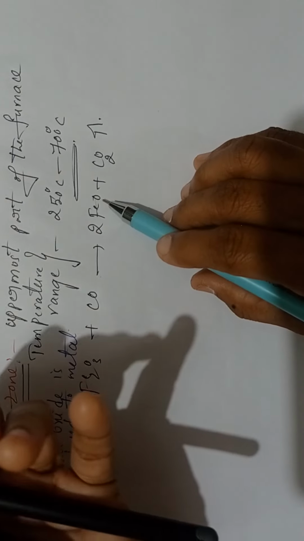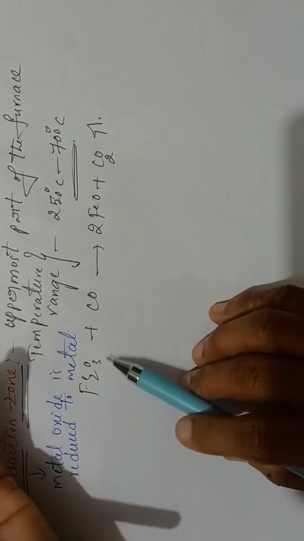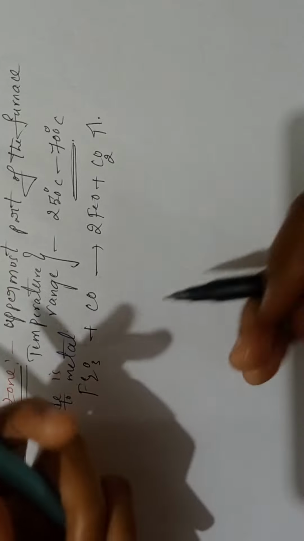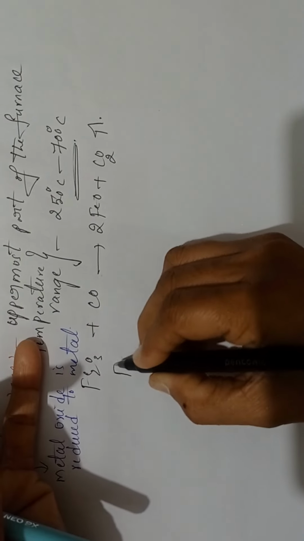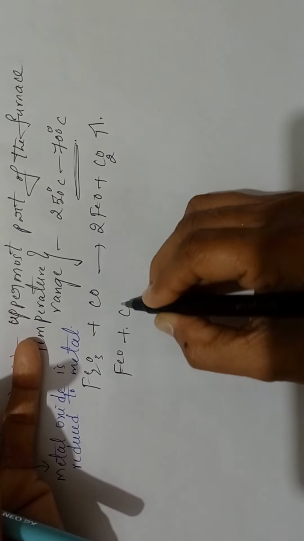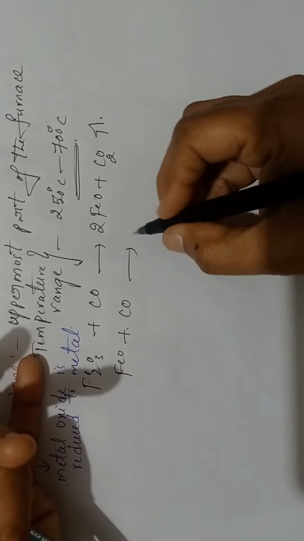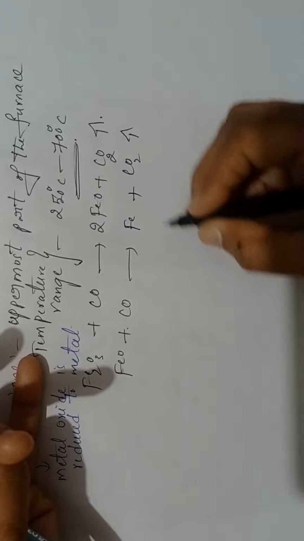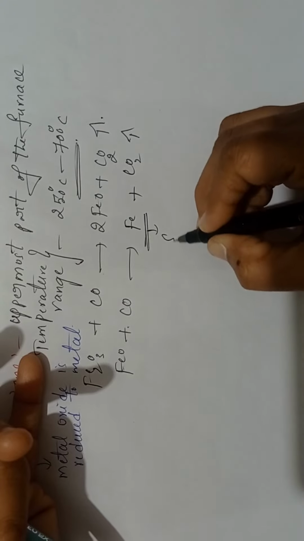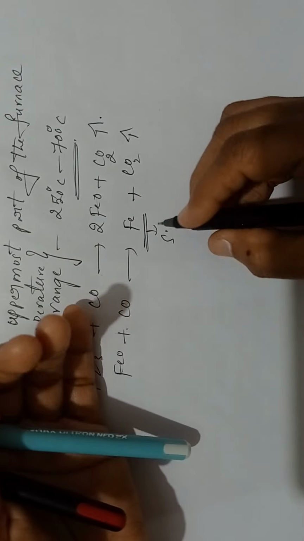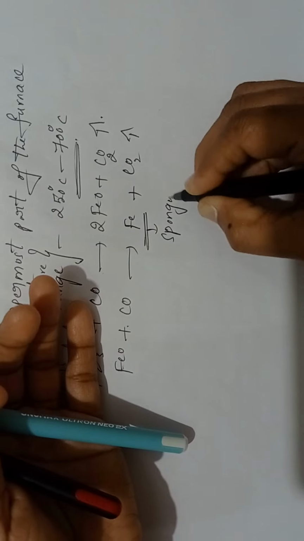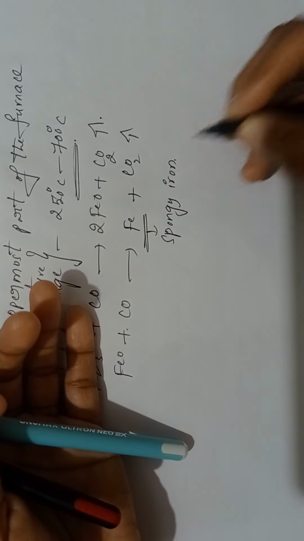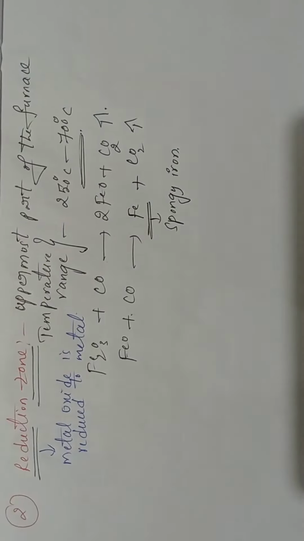So here, first ferric oxide is converted into ferrous oxide, and this ferrous oxide, FeO, combines again with carbon monoxide CO, and produces metal, iron, plus CO2 gas is released. This iron we call, students, spongy iron. This is called spongy iron. Okay? So it is the uppermost part.